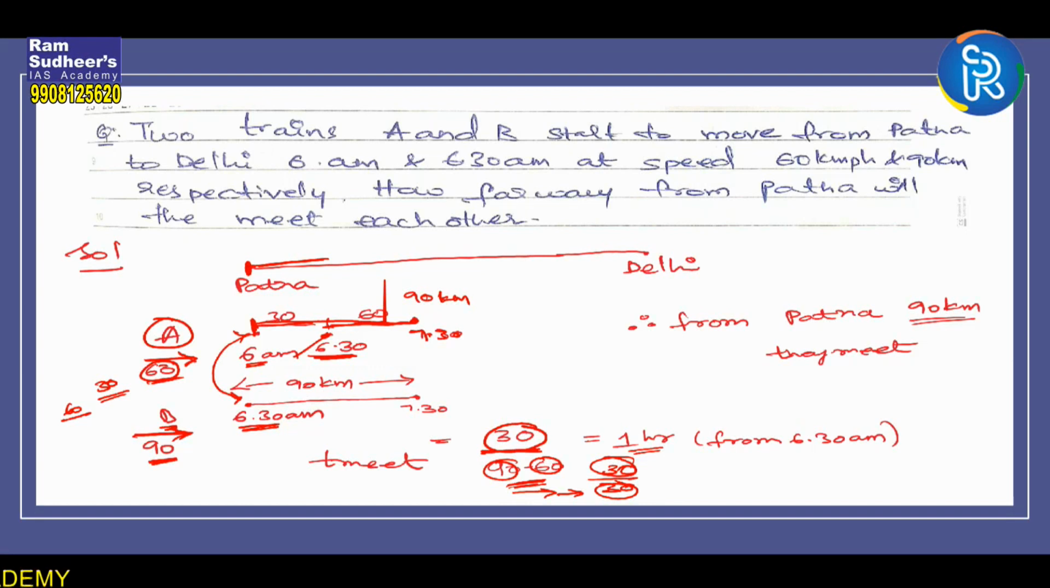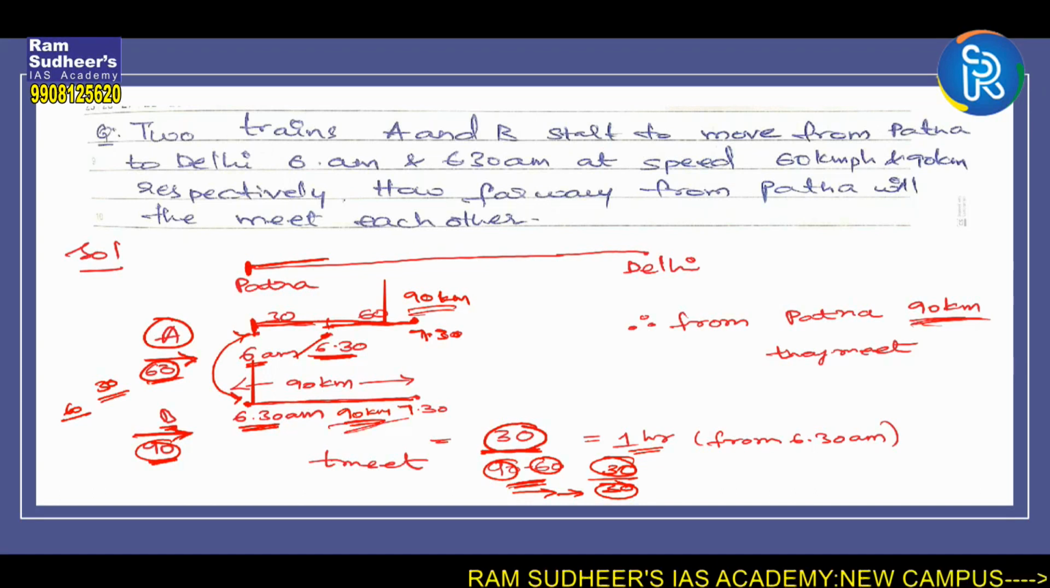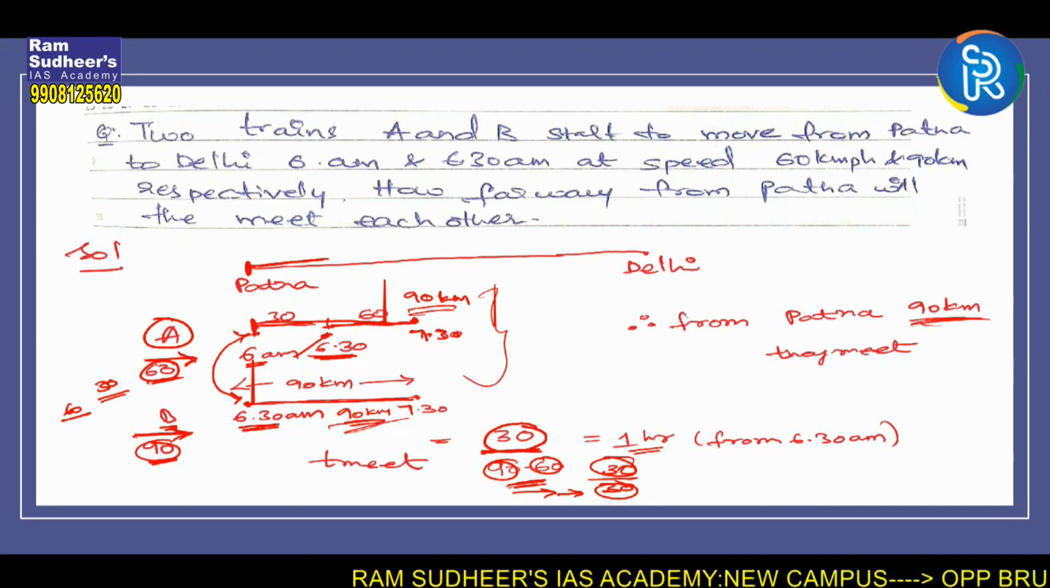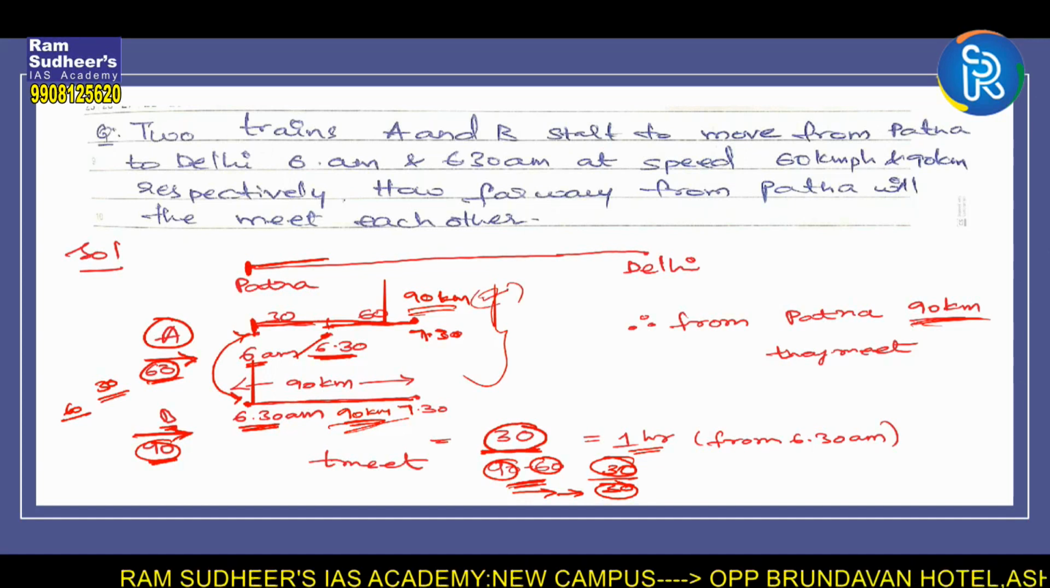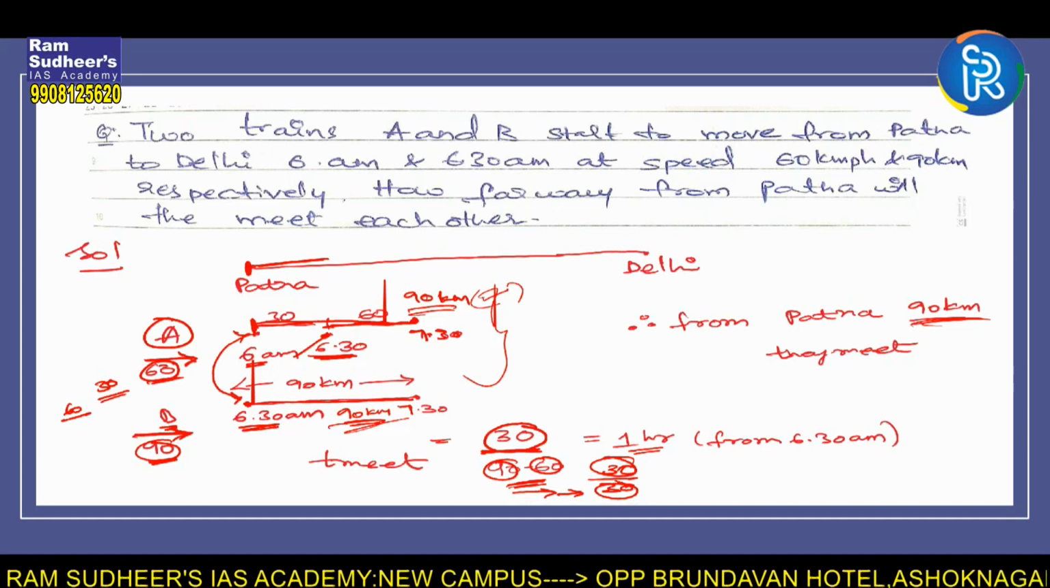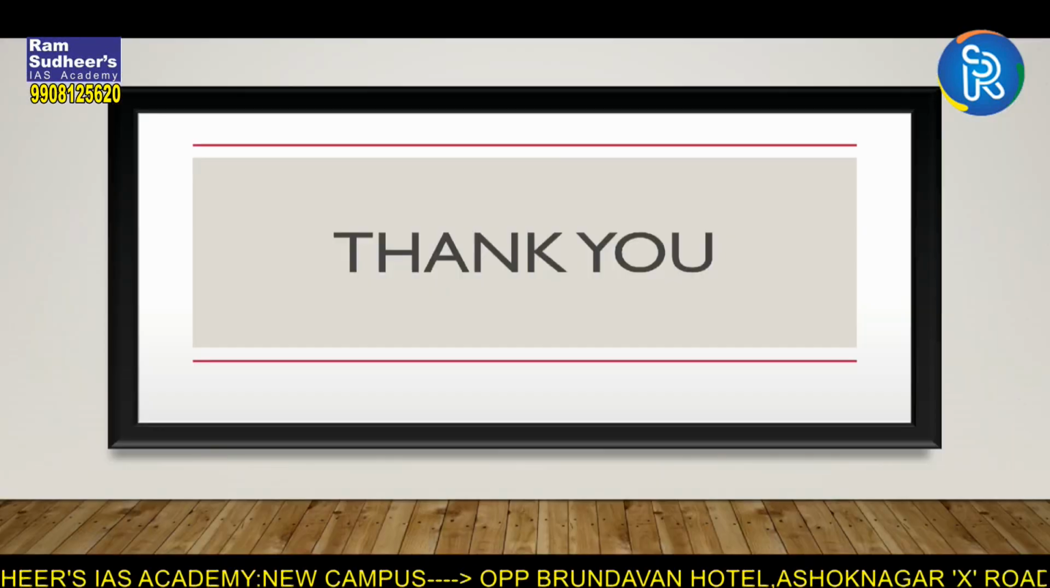Or in 1 hour, train B would be traveling 90 kilometers because its speed is 90. And at 7:30, it would be 90 kilometers ahead of Patna, and therefore our answer is 90 kilometers in both the cases. You need not solve for both the cases. In any one case, if you yield an answer, it would be the same in the other case too. I'm just showing you that the answer would be the same in both the cases. Moving on to the next question.